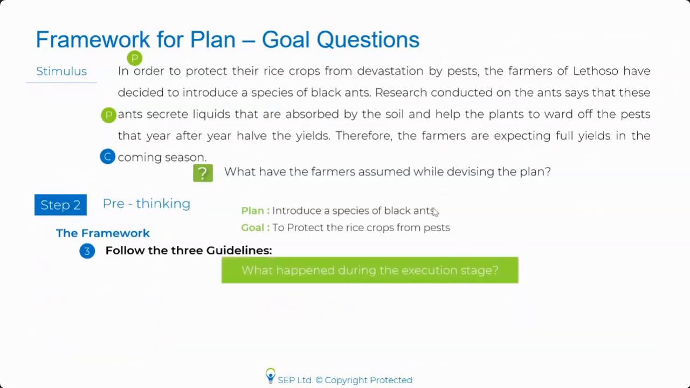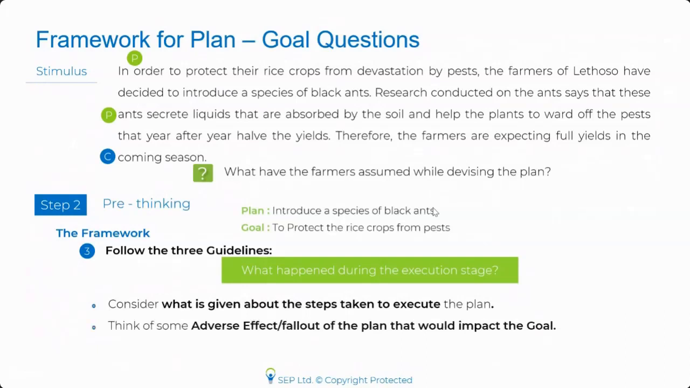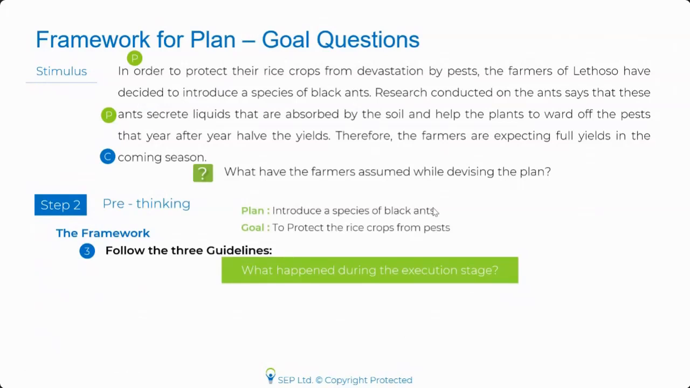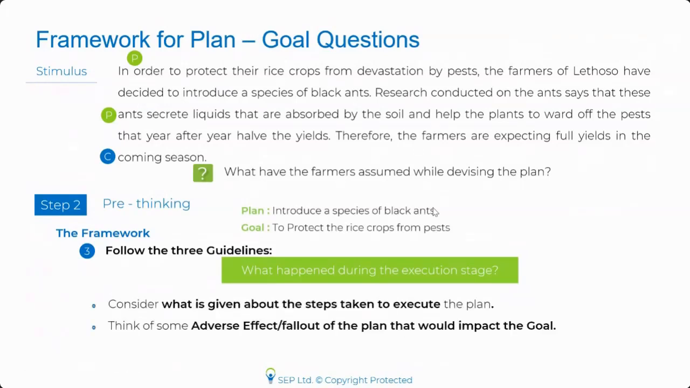The next guideline is to think about what happened during the execution, the carrying out of the plan. Now, the plan has not yet been carried out, remember, but you can think about the steps given to execute the plan. Then you can think about some adverse impact or outcome of the plan, something the author did not think would happen. Think of some sort of adverse effect of that plan.